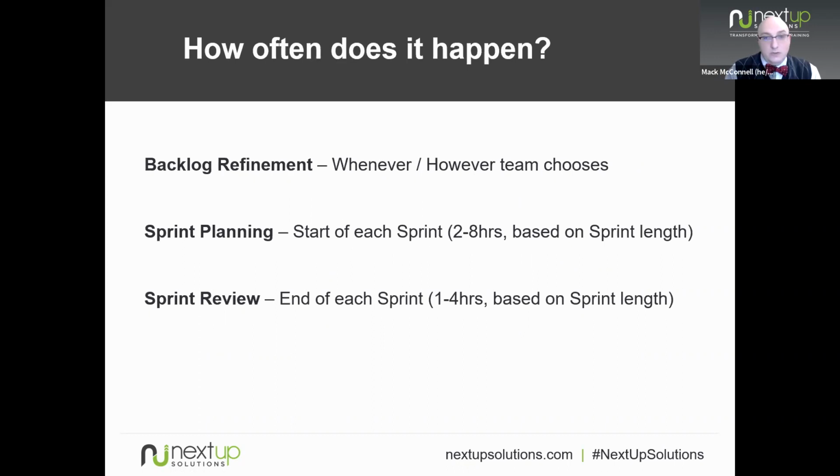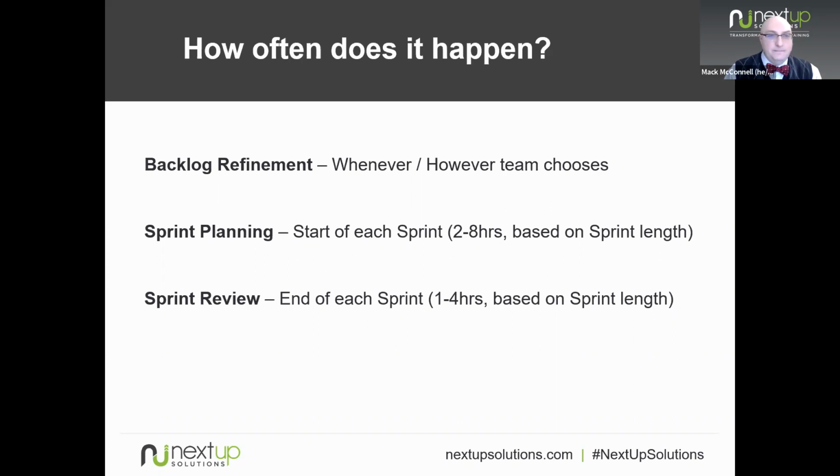That's typically a 2 to 8 hour meeting, depending on how long our sprints are. And then the sprint review happens every sprint at the end of the sprint. And that's typically a 1 to 4 hour meeting, depending, again, on how long sprints are. So that's how the loop happens. That's how often we go through that loop.